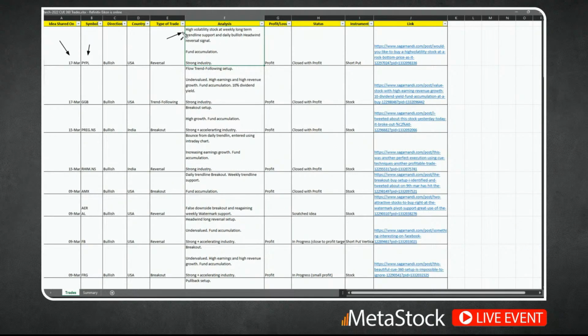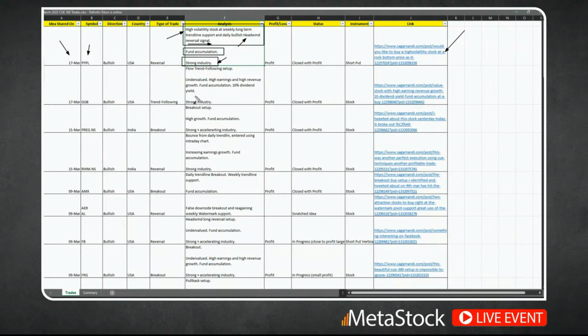Look at the analysis. High volatility stock at weekly long-term trend line support, daily headwind reversal signal. That's the technical analysis. It's a reversal setup, reversal signal. Fundamentally, funds were accumulating it. In terms of industry sector rotation, it was in a strong industry. We'll shortly go to the actual link and look at that.